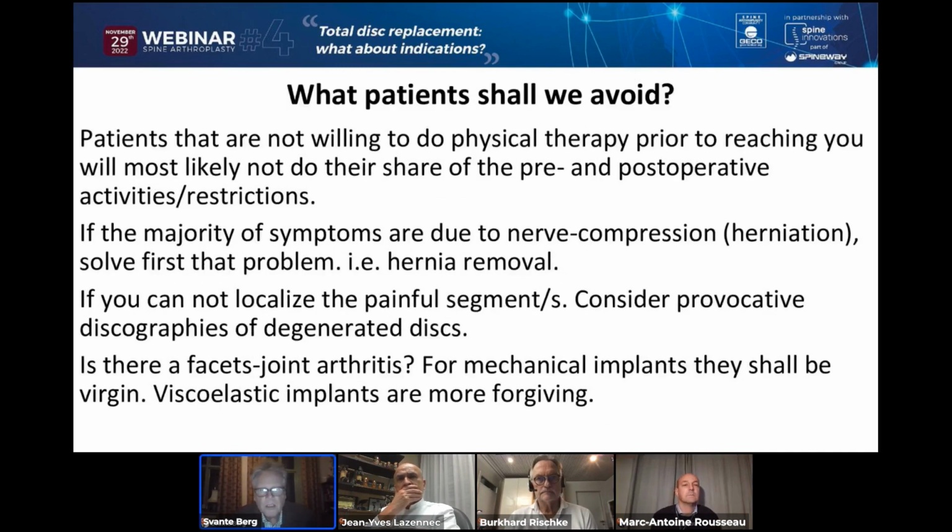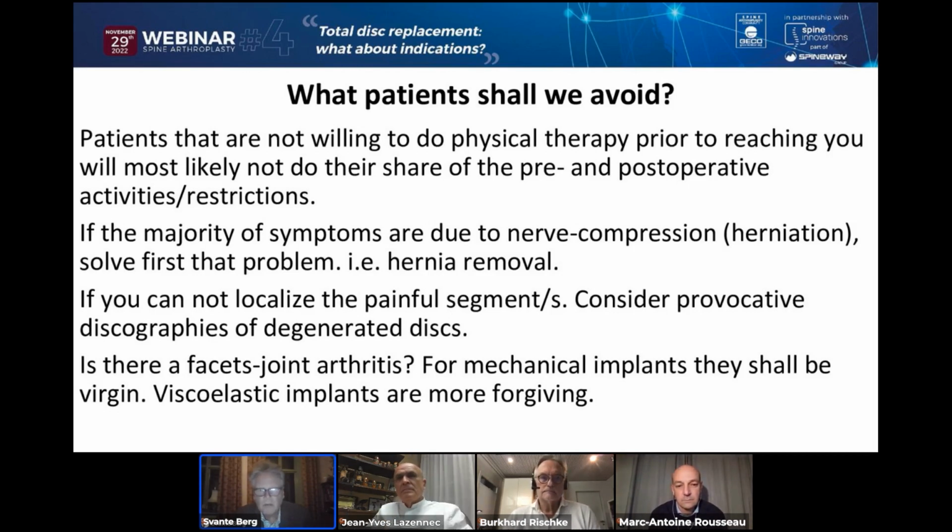So what patients shall we avoid? First, I come back to that. This is the third time. Patients that are not willing to do physical therapy prior to reaching you will most likely not do their share of the pre and postoperative activities and restrictions.